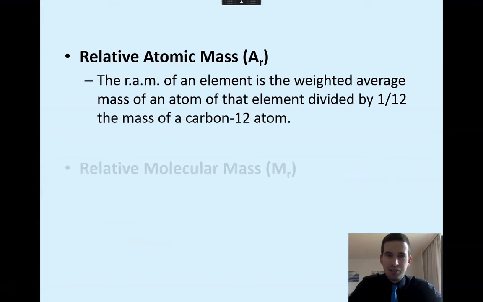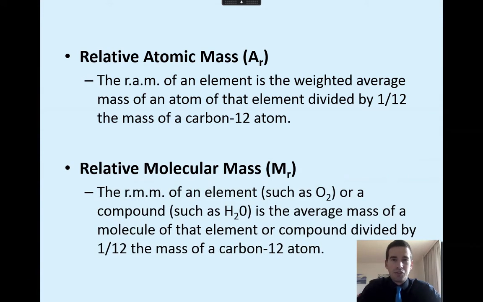The second definition, which is linked to the first, is just the relative molecular mass. Now again, here is the definition that you have to learn, okay? But it's basically just all of the relative atomic masses of the atoms in a molecule added together. You should have done this during your GCSE. Okay. Right, so now that we have these two definitions, we can go on to what an actual mole is.